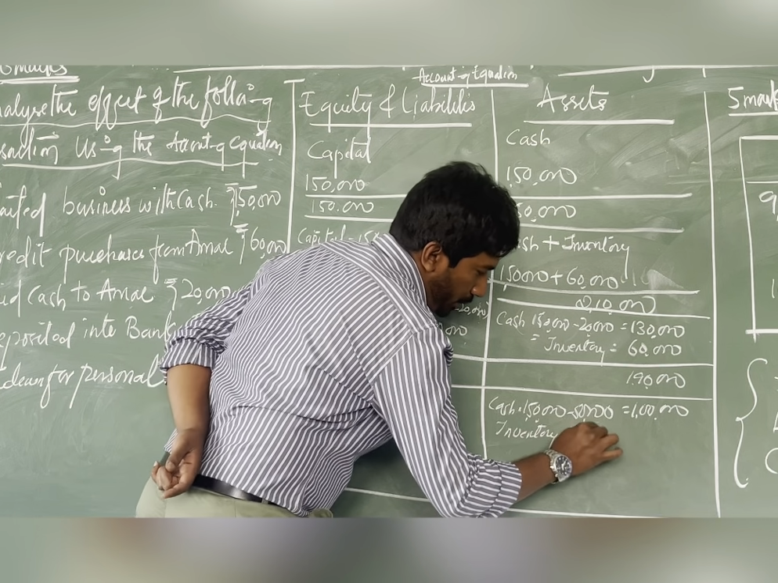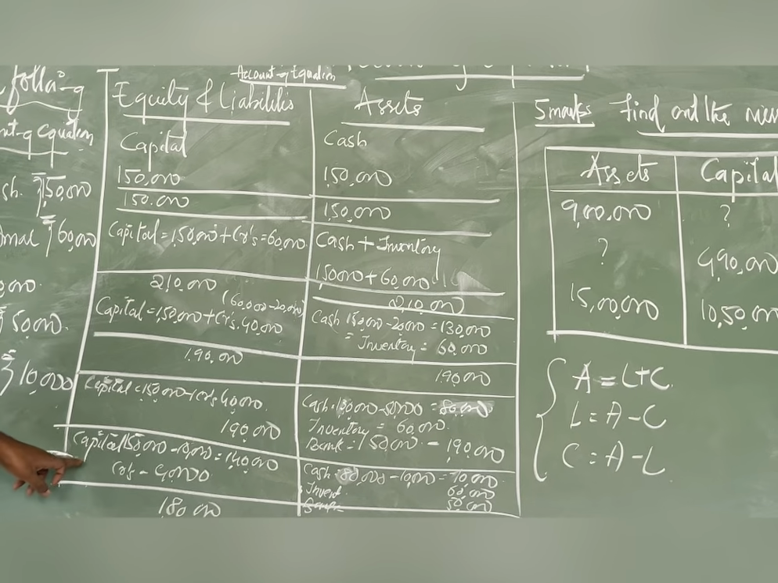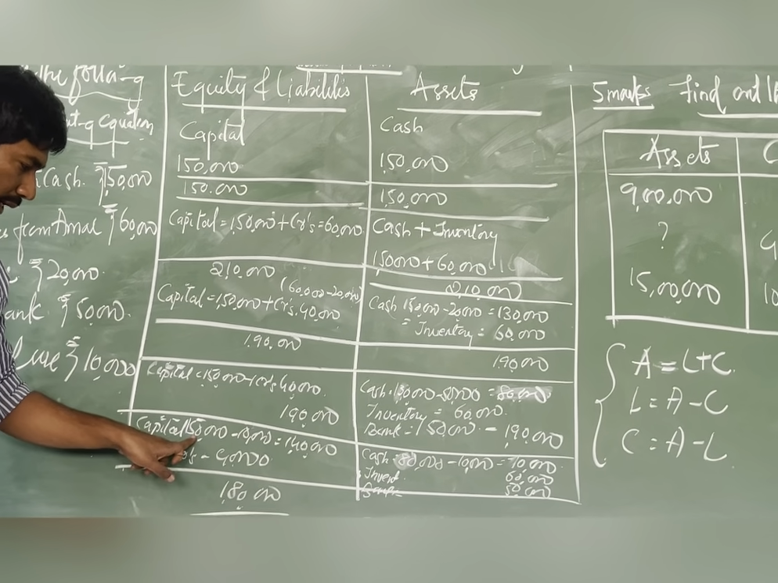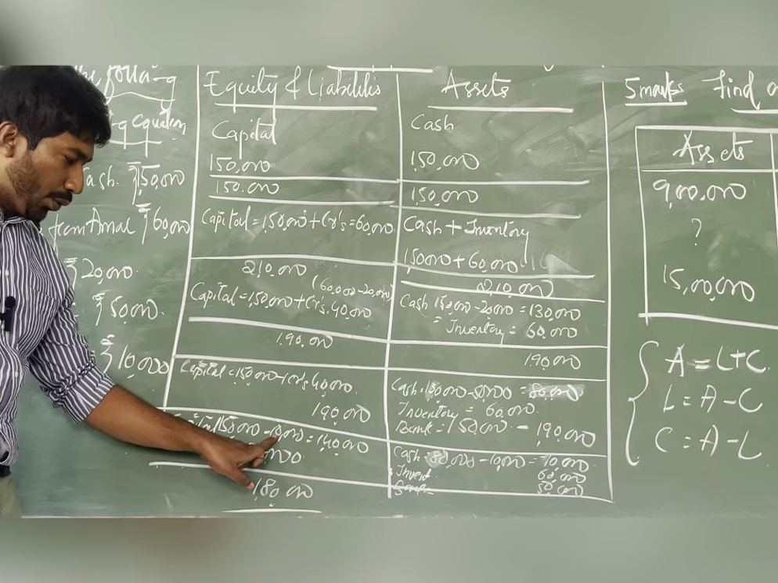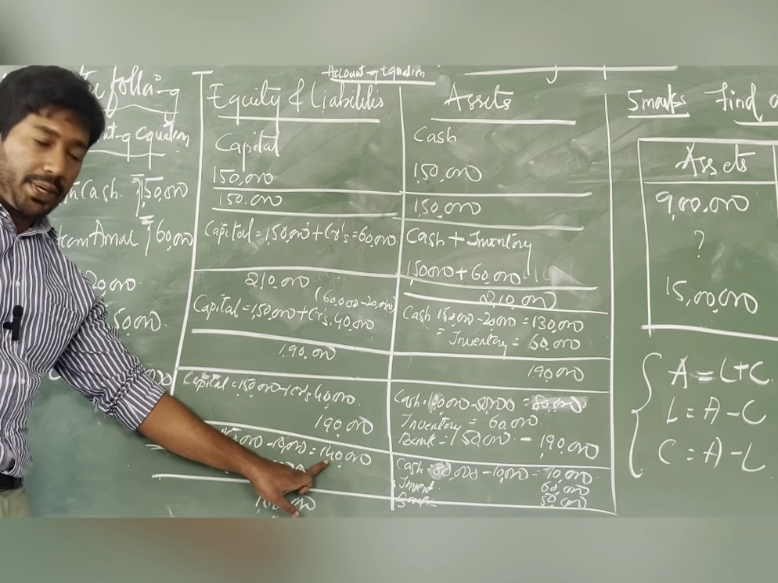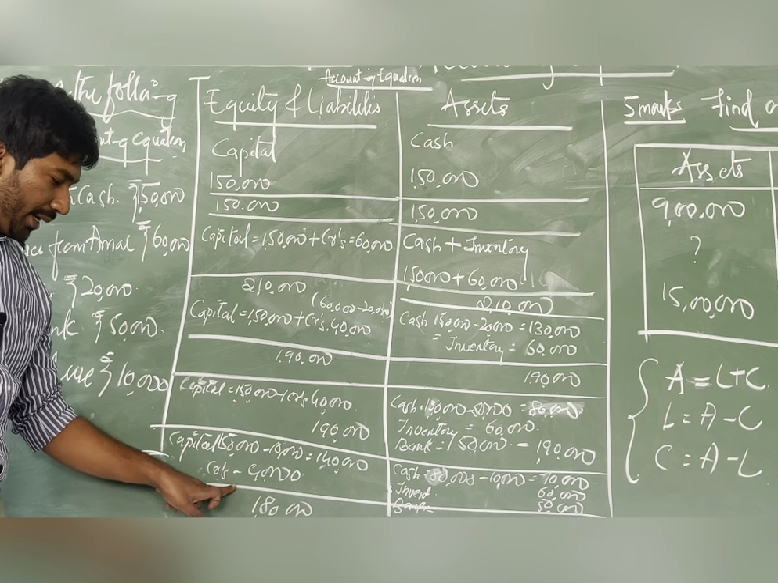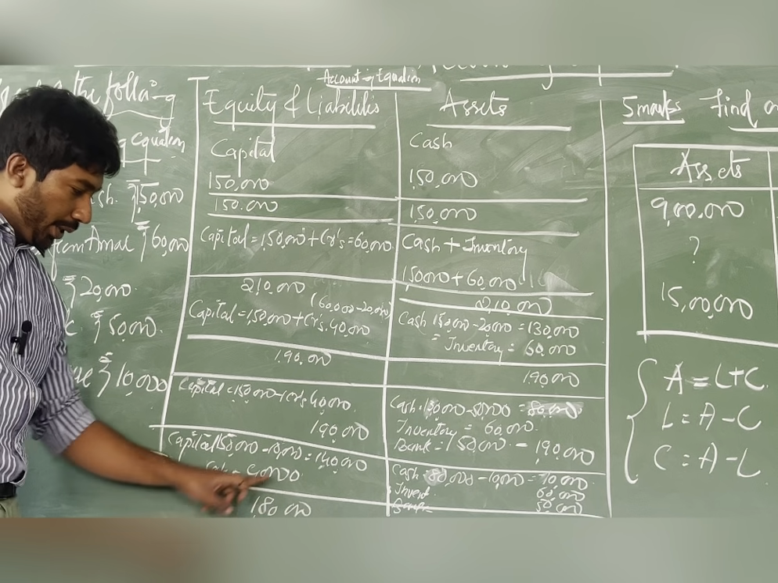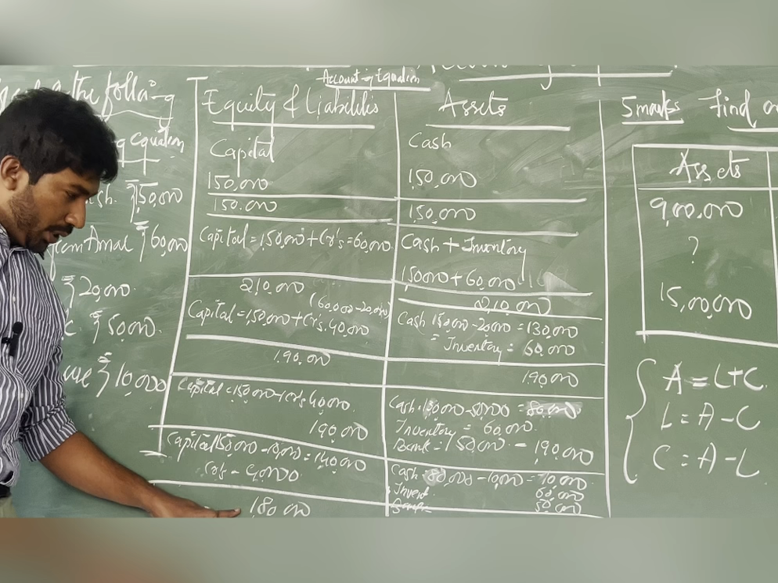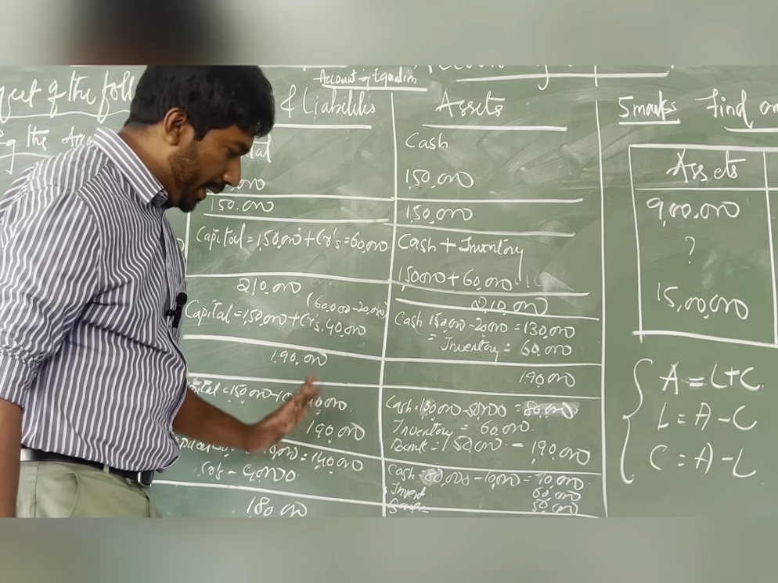Then inventory is equal to 60,000. Okay, guys, so here capital is 1,50,000. So we are minusing the drawings amount. So you will get capital. Your balance capital is 1,40,000. Then we have creditors worth 40,000. Okay, so 1,40,000 plus 40,000 is 1,80,000. So your liability is 1,80,000.